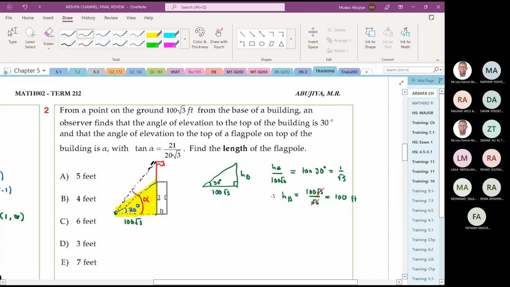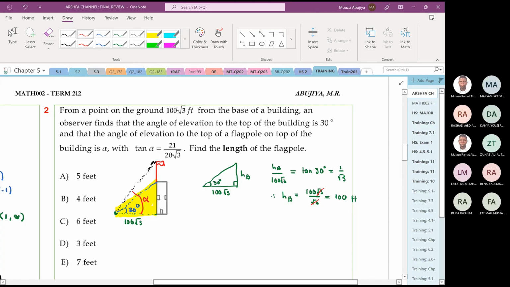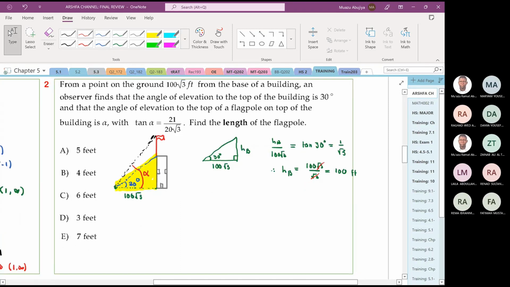Now we are done with the first triangle. Now let us take a look at the bigger triangle, which is actually the bigger picture. So let's bring it out, please, for simplicity and understanding.